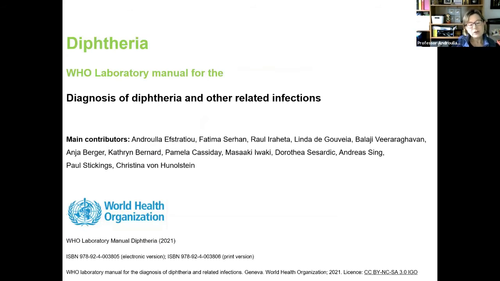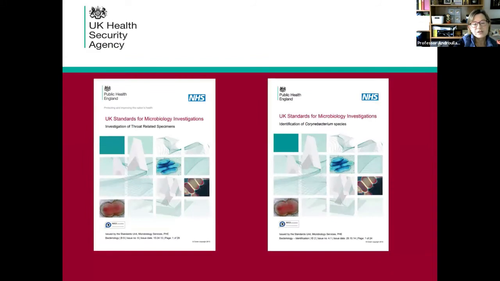This is the manual on laboratory diagnosis of diphtheria and other related infections that was recently published. It's an online publication. So as I said, if you have any problems at all, I can send copies of the manual if you would like to email me after the talk. And we have standard operating procedures. We have SOPs for the investigation of throat-related specimens and also the identification of Corynebacterium species.